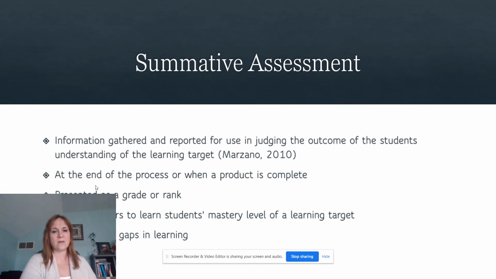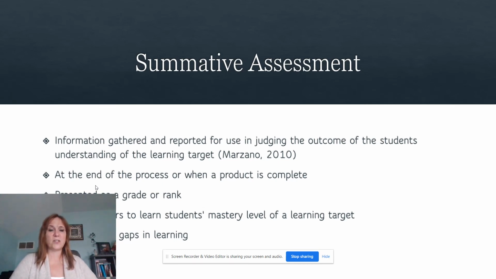Summatives are done at the end of a process or when a product is complete. It can be presented as a grade, mark, or rank. Again, some schools grade as far as letter grades, A, B, C, D, F. Others are advanced, proficient, basic, below basic. So it all depends, but that summative assessment gives you that ranking.